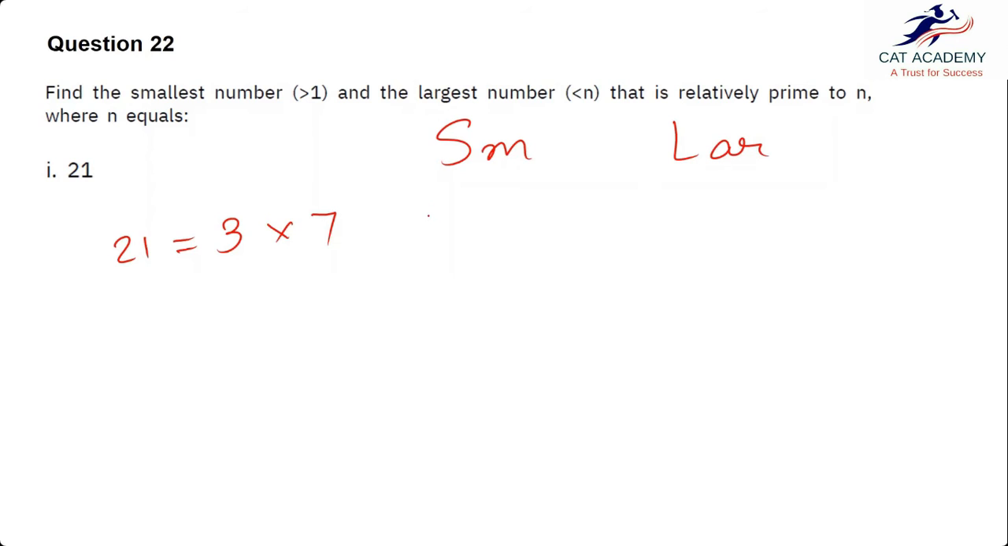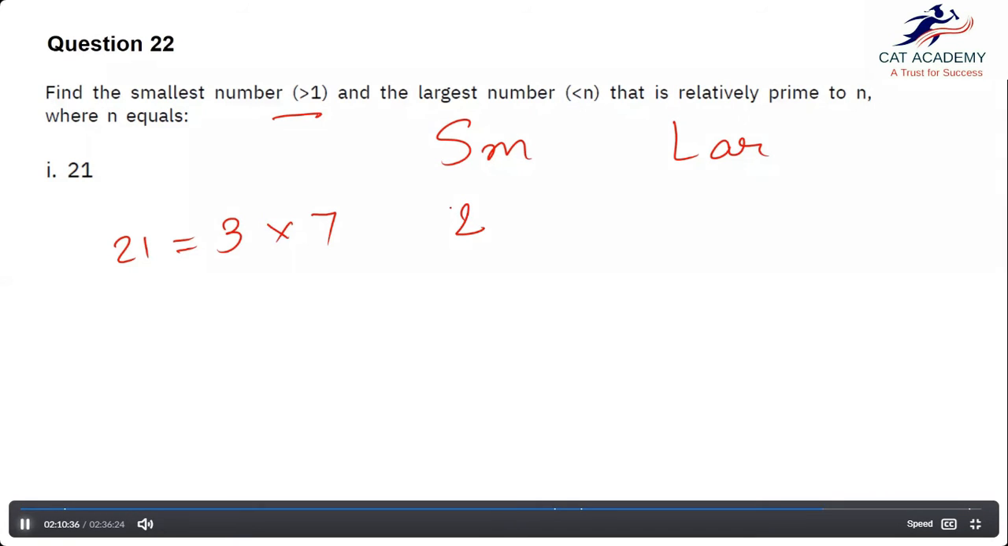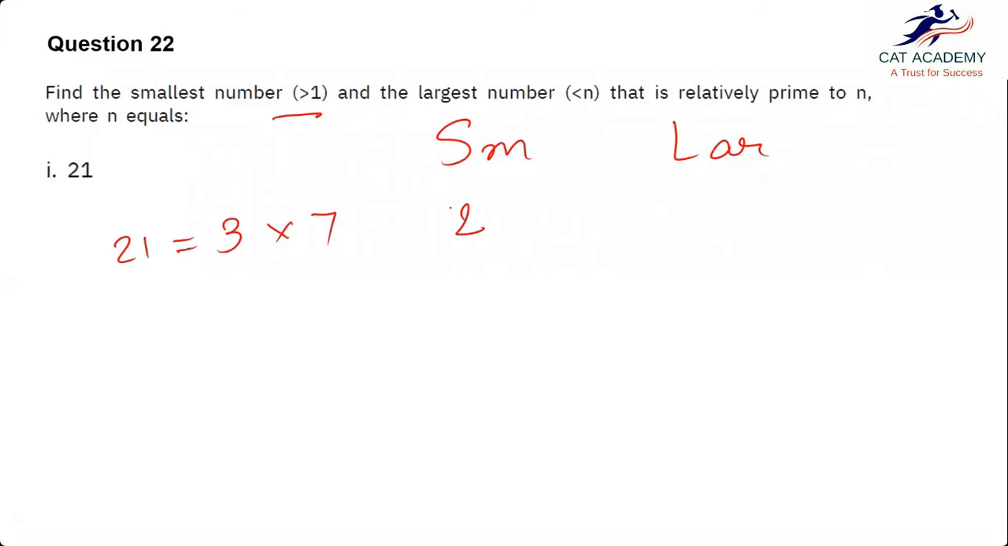1? No, because it is said greater than 1. I want greater than 1. I don't want 1. Again, which is the smallest possible number I can have? 2. Now 2 doesn't have anything common with 21. Correct? So 2.